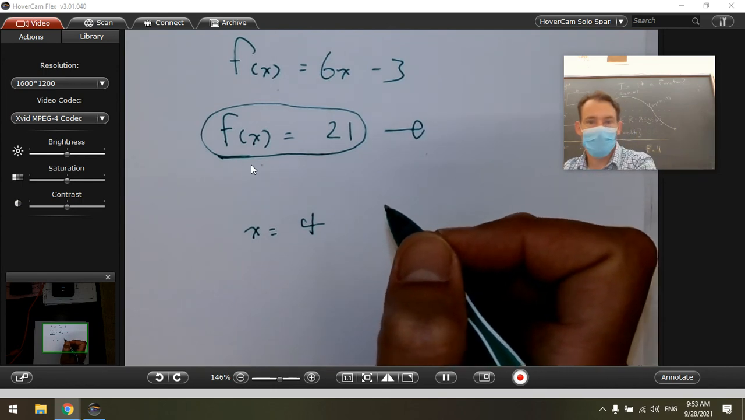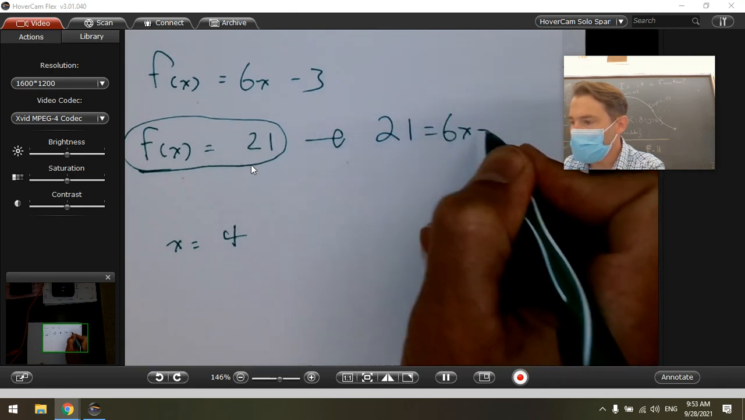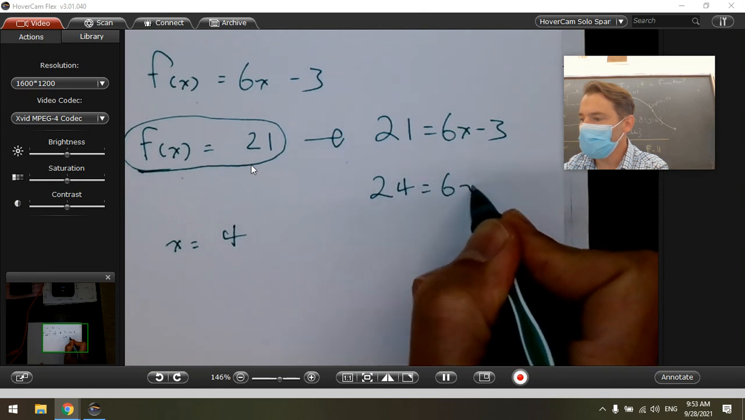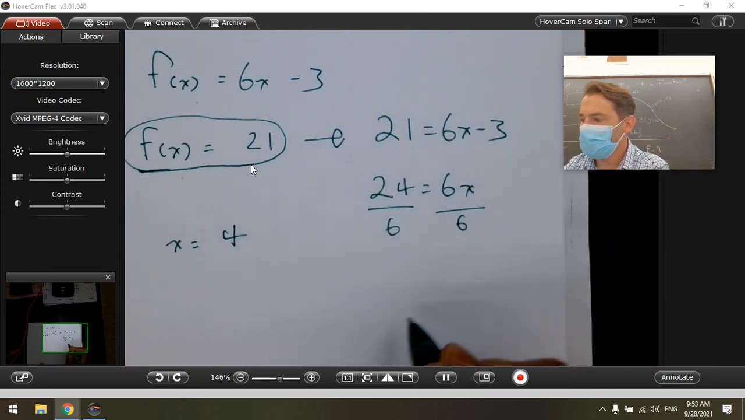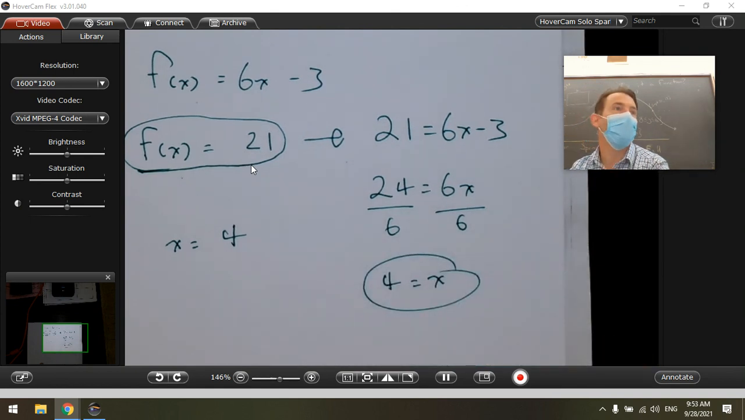Alina? If we write down 21 equals 6x minus 3, then plus 3, so 24 equals 6x, and then divided by 6, x equals 4. There's our algebra method.